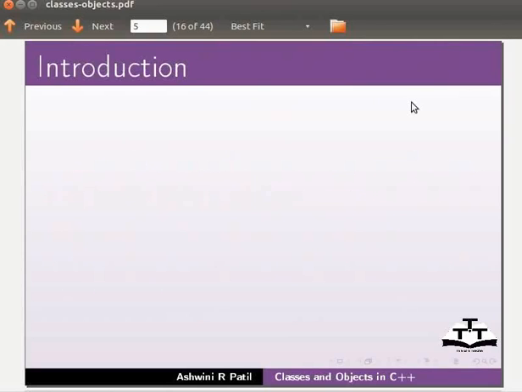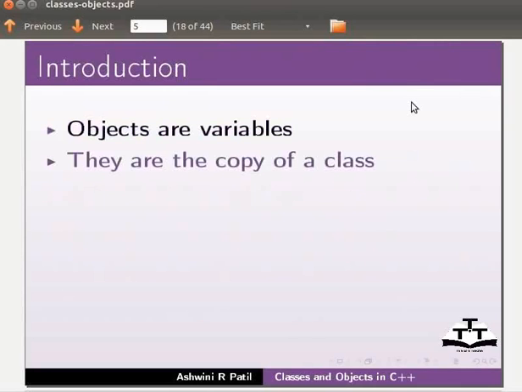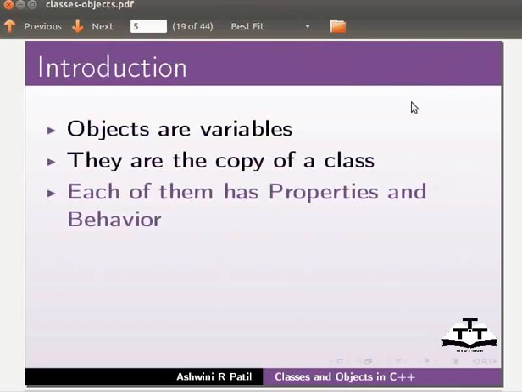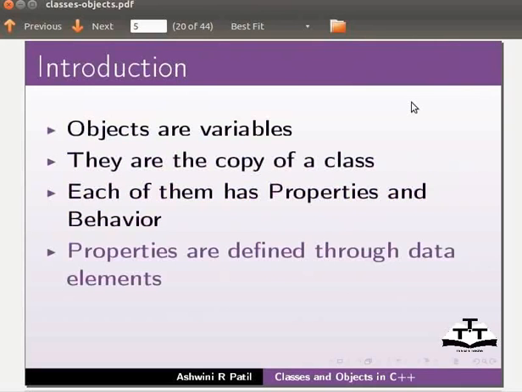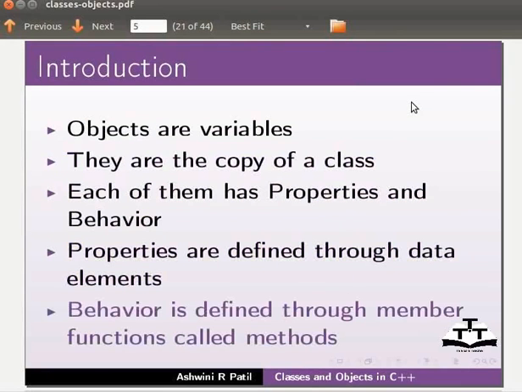Let us move on to objects. Objects are variables. They are the copy of a class. Each of them has properties and behavior. Properties are defined through data elements and behavior is defined through member functions called methods.